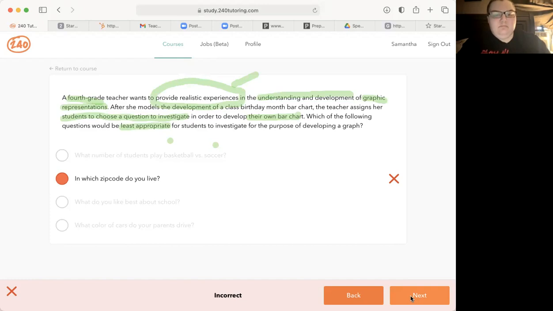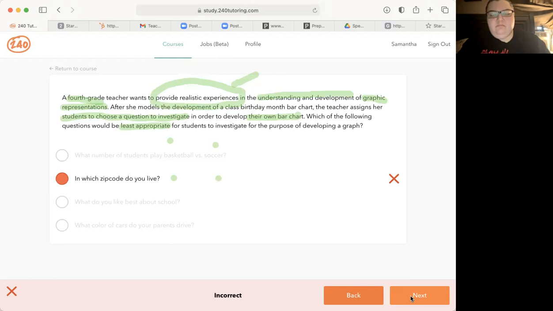In which zip code do you live? That might seem like it would be the least appropriate, but in some towns, there's only 2 zip codes, or 3. I think Edinburgh has 3, San Antonio has like 5 or something like that. So this one would actually be a pretty good one. It would be like 3 or 4 bars that anybody might have to do.